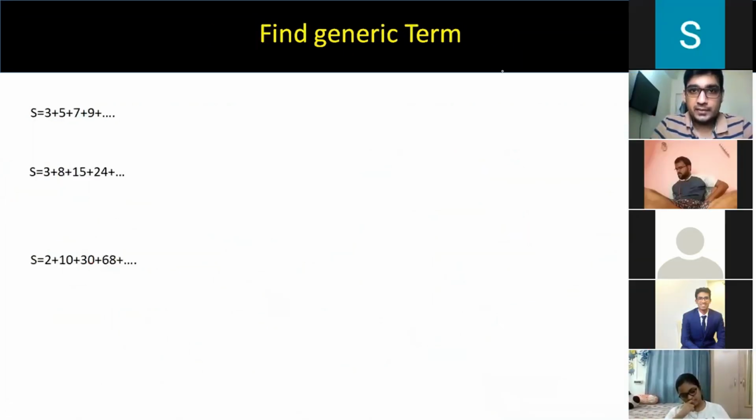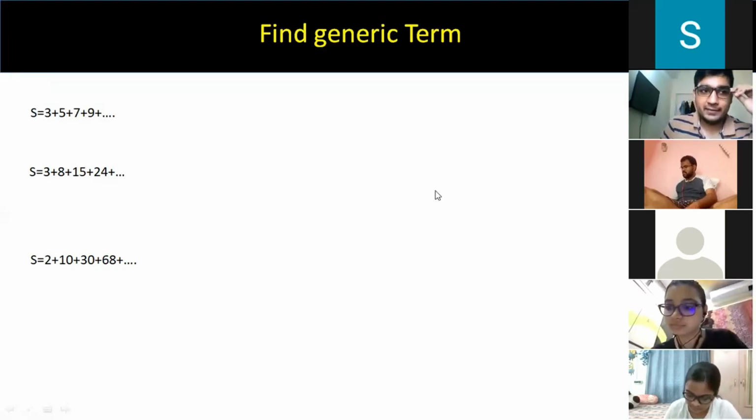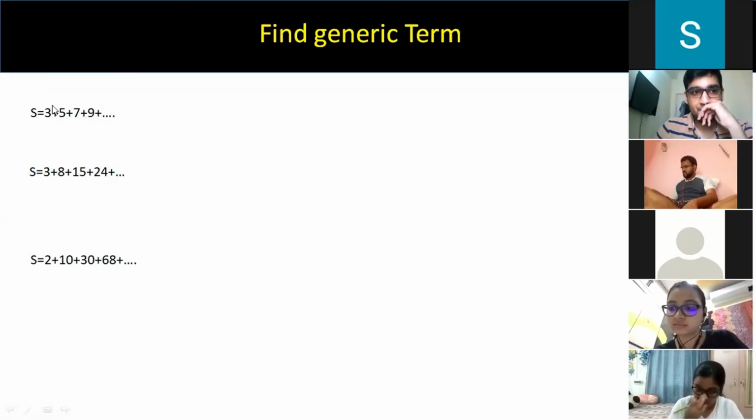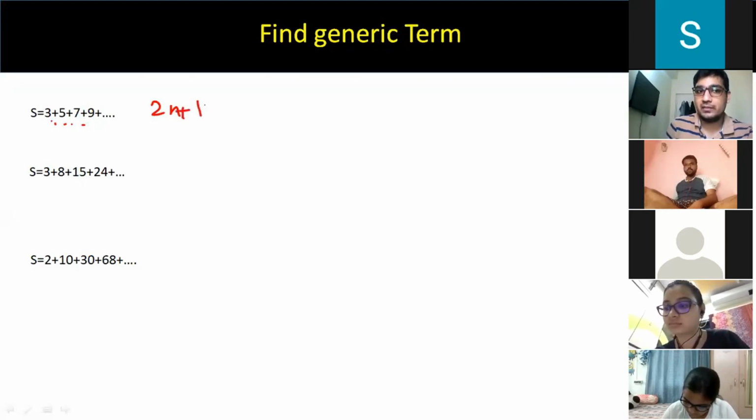So moving further, let's try to find some general terms here. Naman? Yes, sir. बताओ. So first में तुमको क्या पैटर्न दिख रहा है? 2n plus 1. सबको दिख रहा है, right? This is basically odd numbers. So 2n plus 1 या minus 1, that we will see. First term 3 है, 1 नहीं है, इसलिए it is 2n plus 1. ये सबका हो गया? Good.